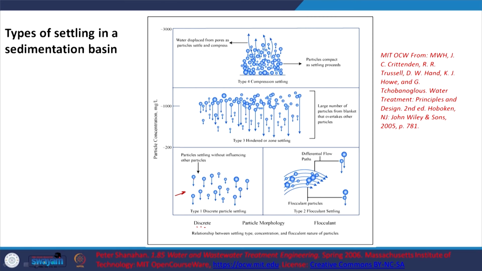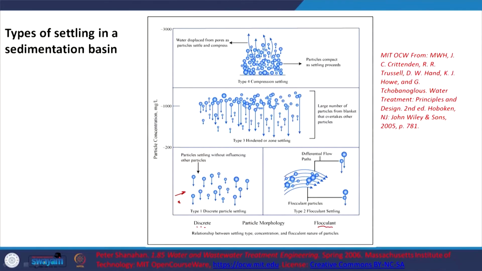Discrete meaning each particle behaves independently of the other, but this will happen very rarely, right? This is the ideal case. In general, you will have flocculant settling, where due to differential velocities of the water or different velocities of your particles, they are going to form flocs, and you are going to have flocculant settling. And this is what we will see in our sedimentation tanks for our water treatment, at least.